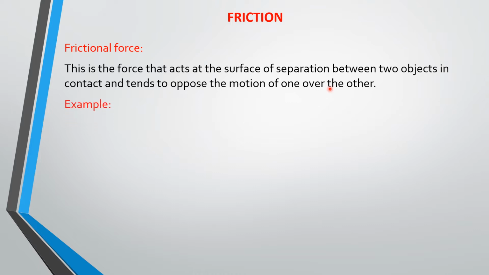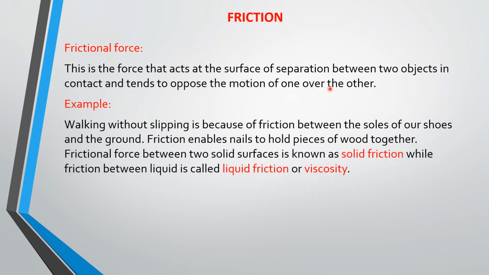So examples of where you can have frictional force: one, walking. Walking is made possible because of the frictional force that exists between the soles of our shoes and the ground. Without this frictional force, we cannot walk smoothly. Just imagine walking on a slippery surface. Because the surface is slippery, the frictional force between the soles of your shoe and the ground is reduced, so walking becomes difficult. But if the ground is not slippery, there will be enough grip and you can walk freely. So that is one area where frictional force applies.